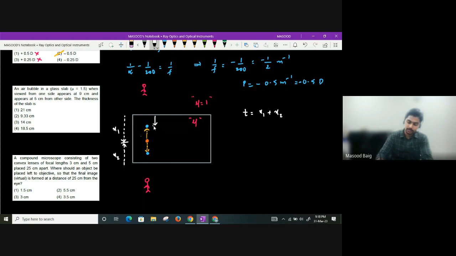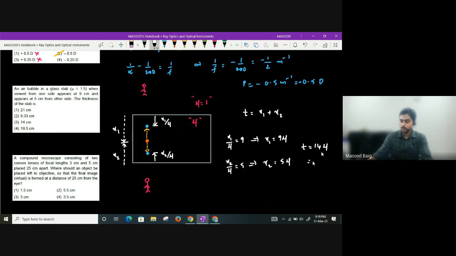What will this distance be? It is again based on real depth and apparent depth. This distance is x1 by mu, and this distance is x2 divided by mu. What is given? X1 by mu from one side is 9 centimeters, and x2 by mu from the other side is 5 centimeters. So x1 will be 9 mu and x2 will be 5 mu. The total thickness is 14 mu, which you can write as 14 into mu, with mu given as 1.5. So I'll get about 21 centimeters. So the thickness of the slab should be 21 centimeters.